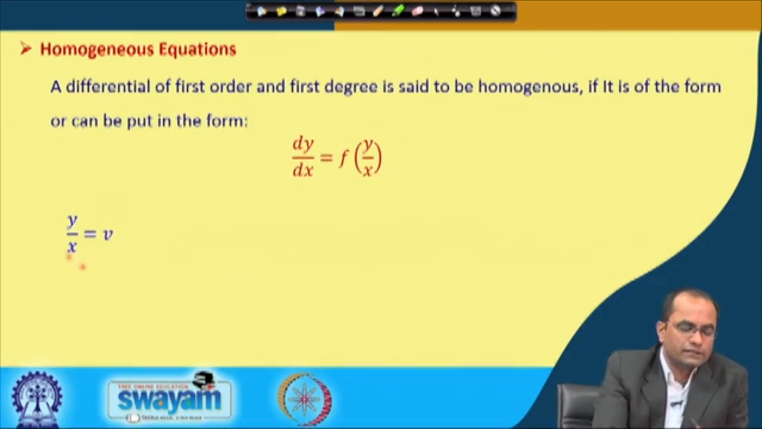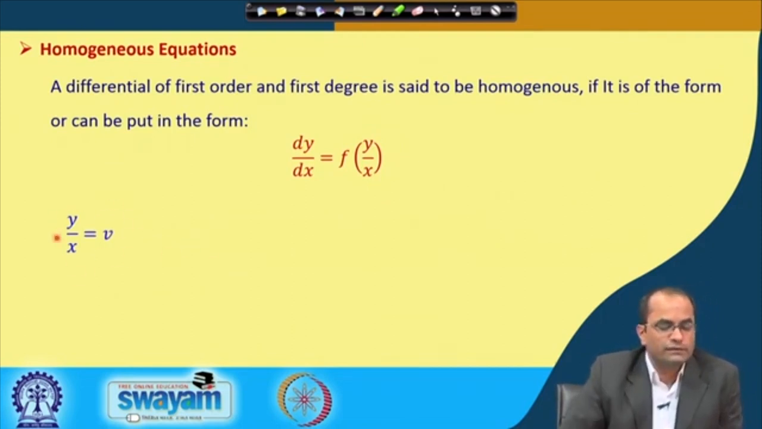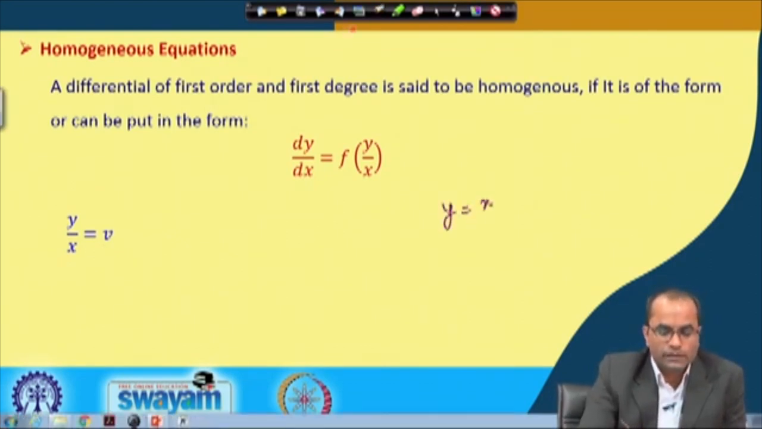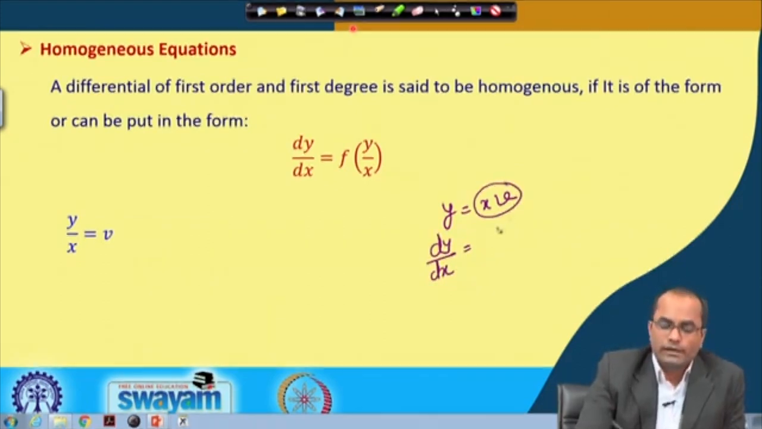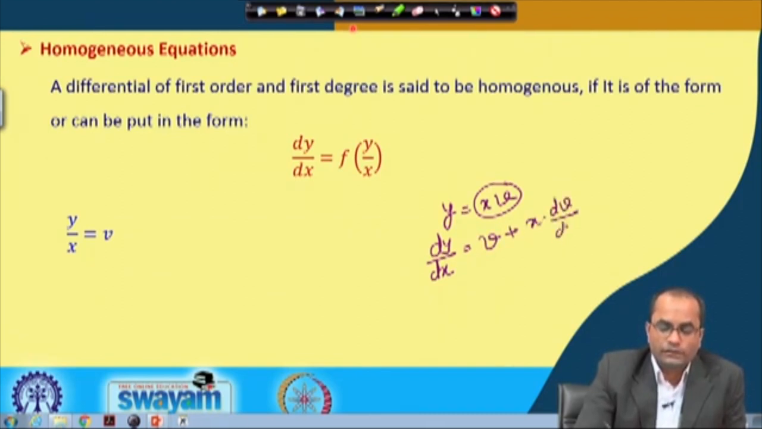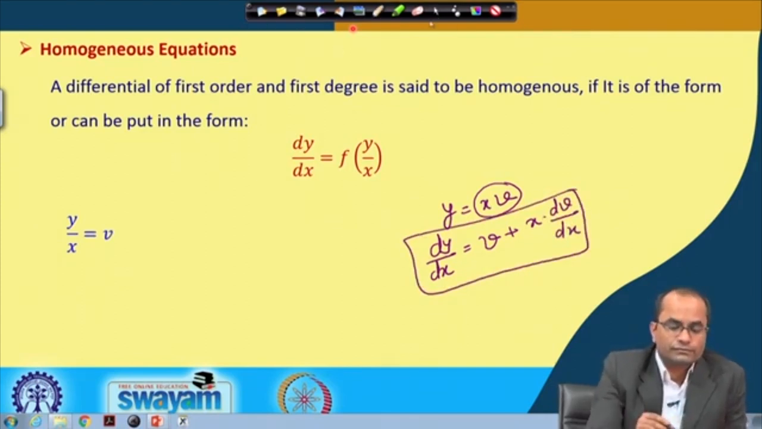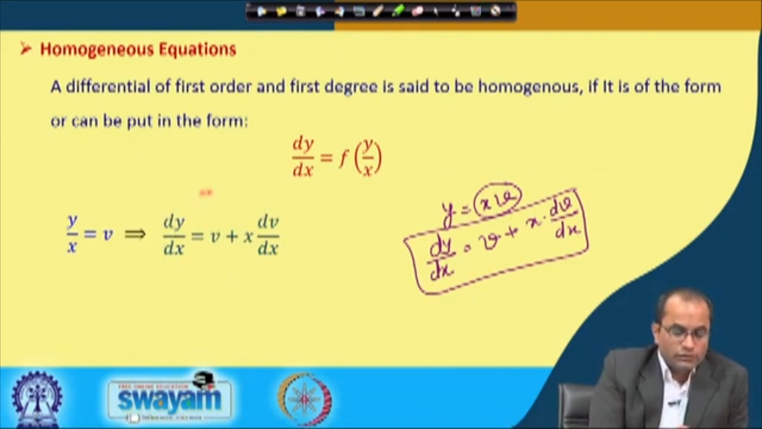And the trick here is that we take this y over x as a new variable. So, here we have taken this v, and then we can now get dy over dx from this term. Having this relation, we have y equal to x v, and then when we differentiate, the product rule is applicable: we have v, the derivative of x, plus x and the derivative of v. So, this is what we will get out of this relation.